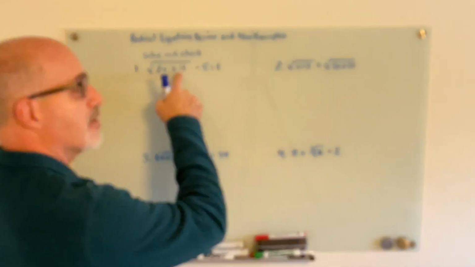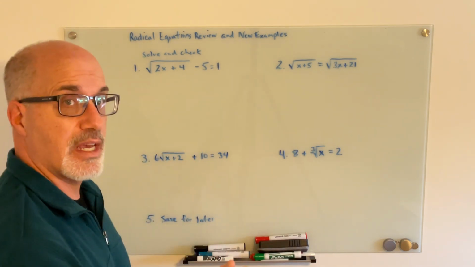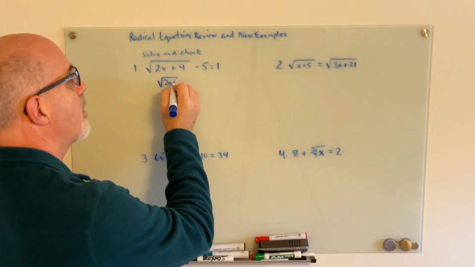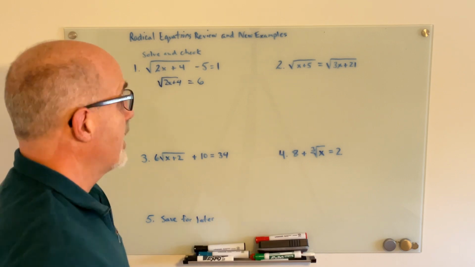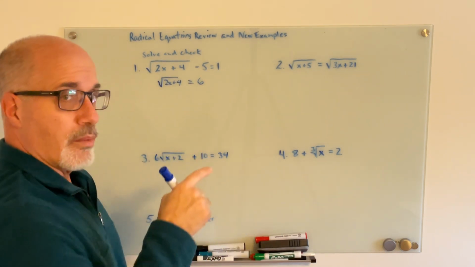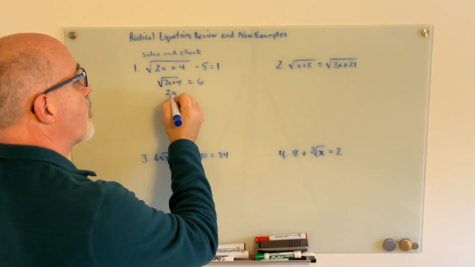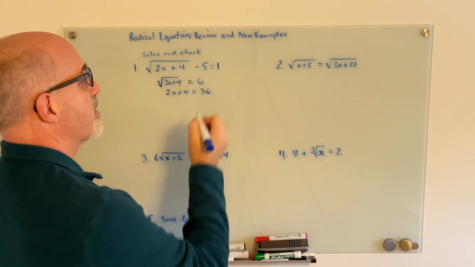I can't get rid of this 4 because it's under the square root, but I can get rid of this minus 5 because it's outside the square root. So I've got square root of 2x plus 4 equals, when I add 5, I get 6. Now I want to get rid of that square root, so you're going to square both sides. So 2x plus 4 equals 6 squared, which is 36.